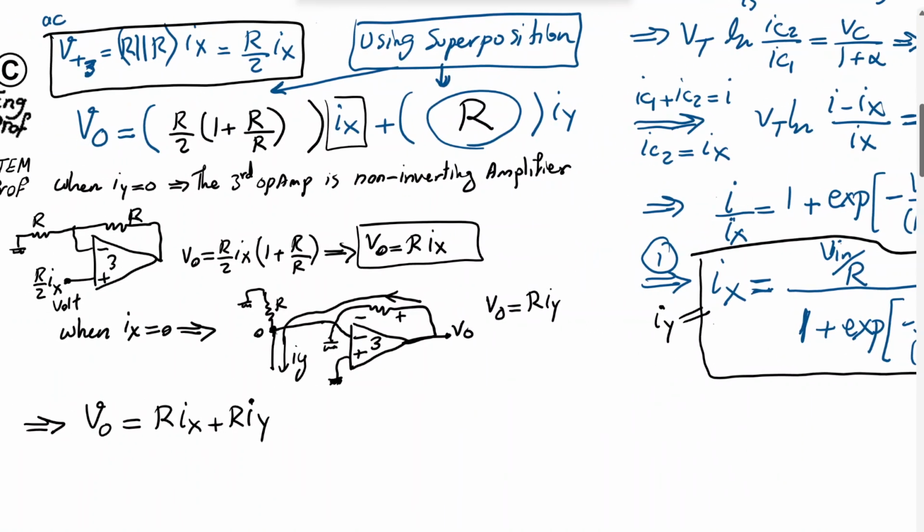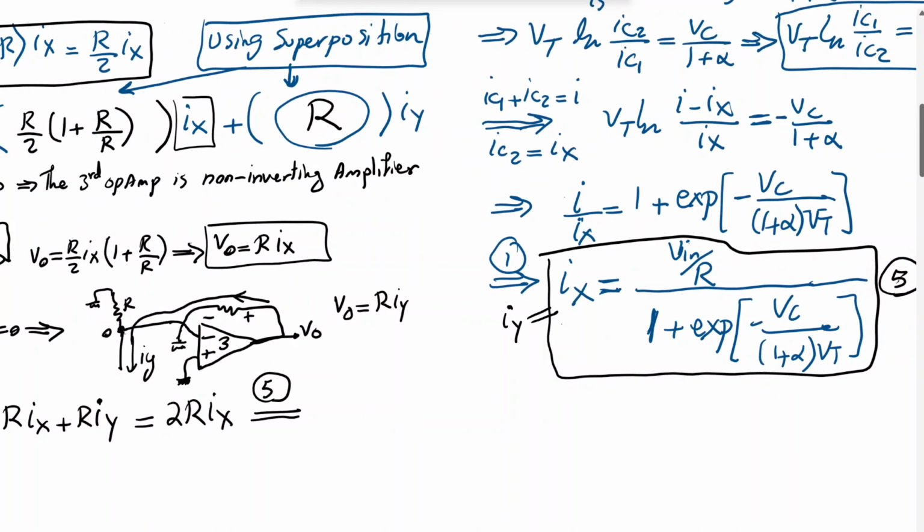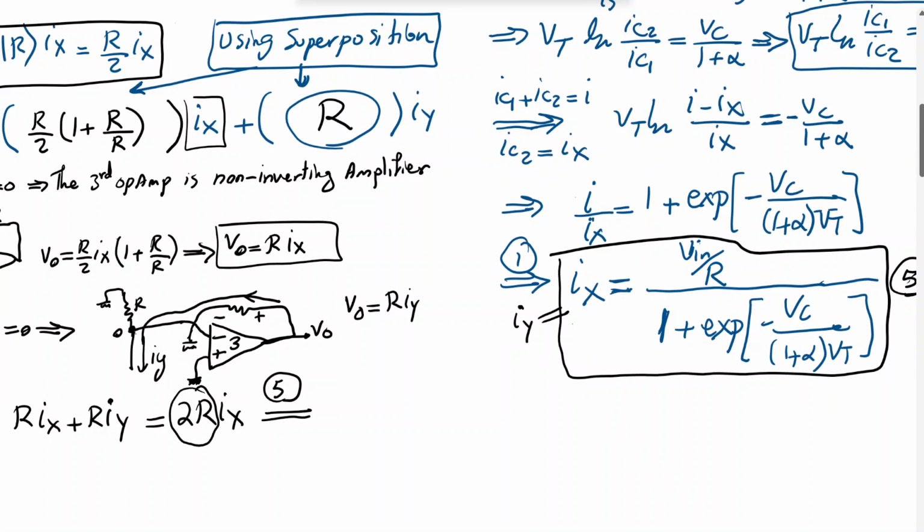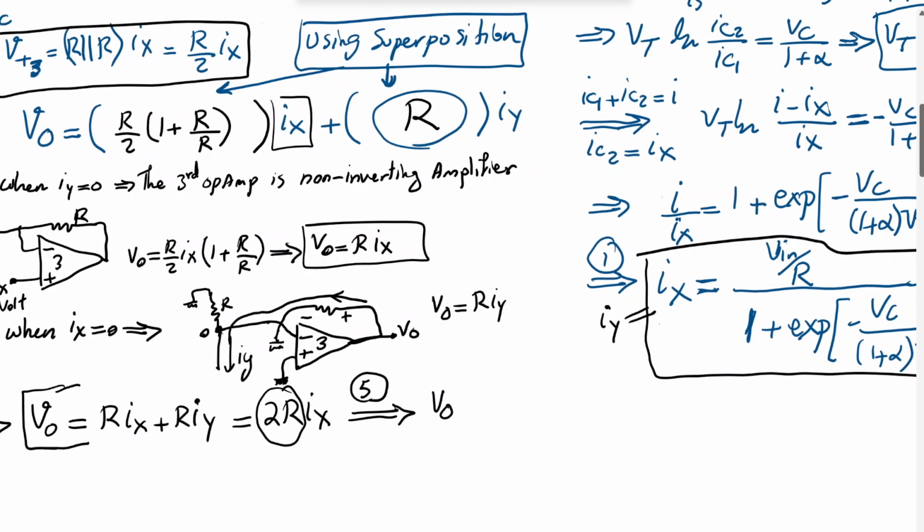So Ix and Iy are equal to each other. As a result, I can just say V out is 2 times R times Ix. And then using equation 5 that I just showed, I substitute for Ix, and then 2 times R is going to multiply the numerator, which is V in over R, and that will give me just 2 times V in. So I get V out equal to 2 times V in divided by, if that is not clear, 2 times R, V in over R, and R is cancelled out with R, so we get 2 times V in.